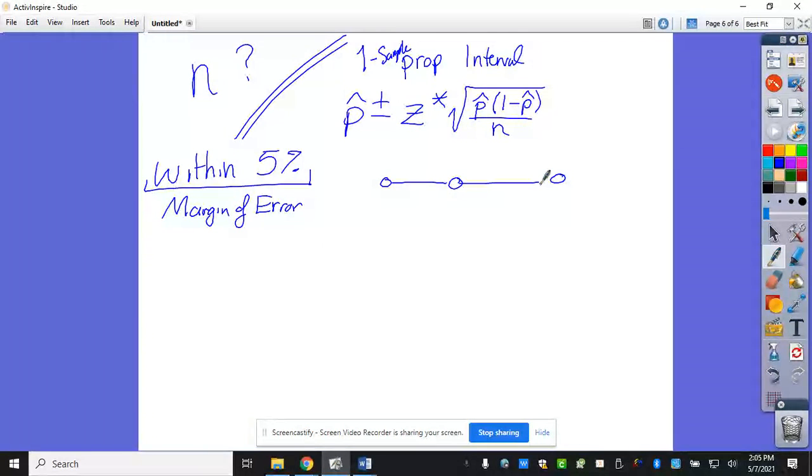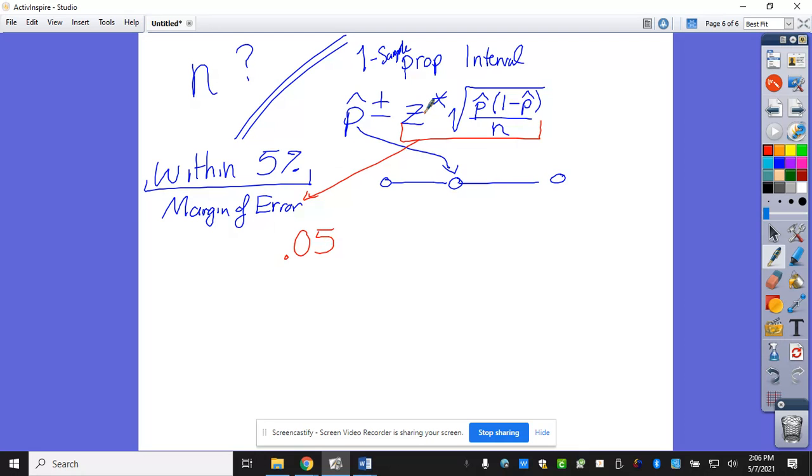Just the line itself. So my p hat is telling me where I start. How far I go each way is this, and so that's my margin of error. That's the way I think through it to remember what's what. So this is our margin of error, and we want it to be within 5, so we've got 5%. I can do equals in between, but I kind of change that at the end.